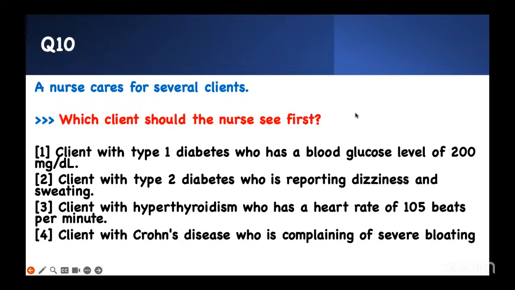Hyperthyroidism, your metabolic rate is high, you have too much thyroid hormone, your heart rate goes up. Crohn's disease, you're going to have some bloating, too much gas, that's all normal. Therefore, by elimination and content, 2 is the right answer. So this is the way I do prioritization. Don't sweat. Just step back. Look at the question. The answer choices will be screaming at you to pick them. The trappy ones will be screaming at you to pick them.